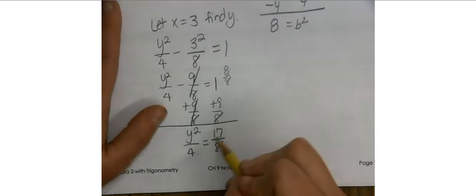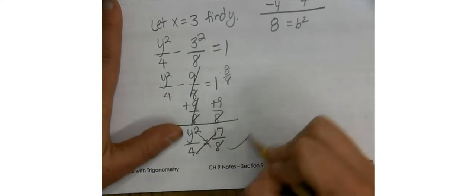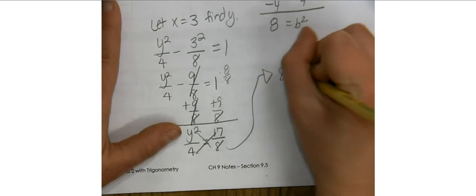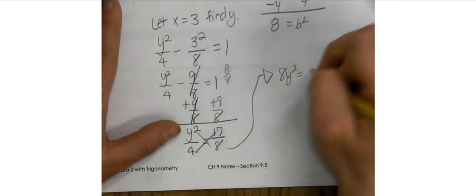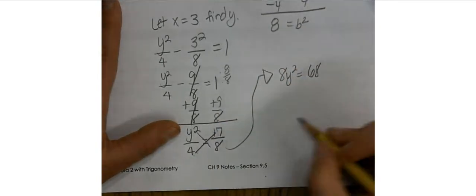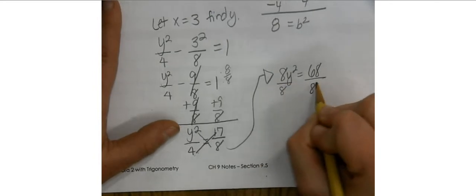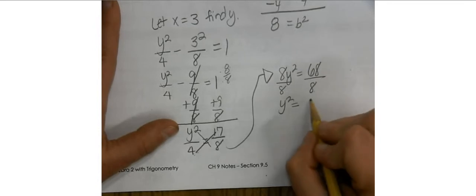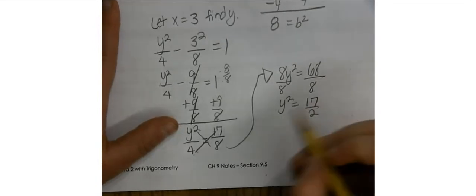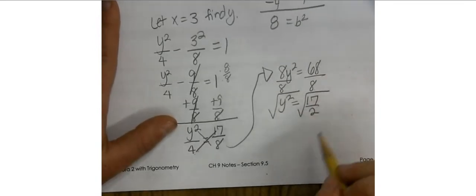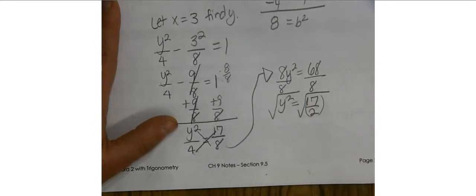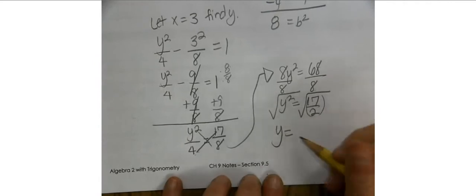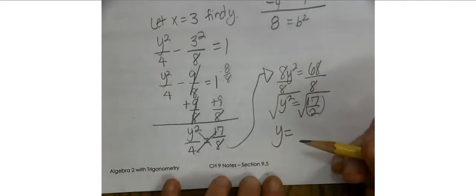Now I have a proportion, and I'm going to use cross product. When I do that, I end up with 8y squared equals 4 times 17, which is 68. Dividing both sides by 8, I have y squared equals, well, they both have in common a 4, so this is going to be 17 halves. I'm going to take the square root of both sides, and make sure that you put 17 over 2 in parentheses in your calculator, because you could end up with a plus or minus answer.